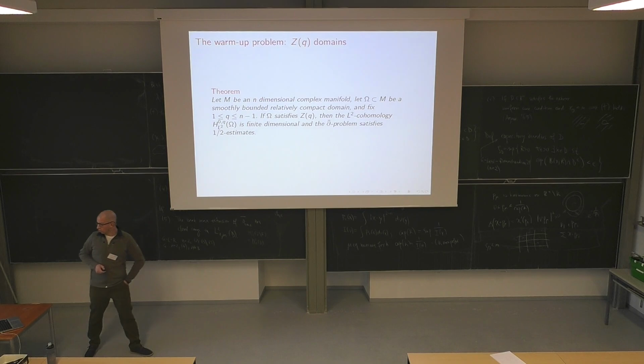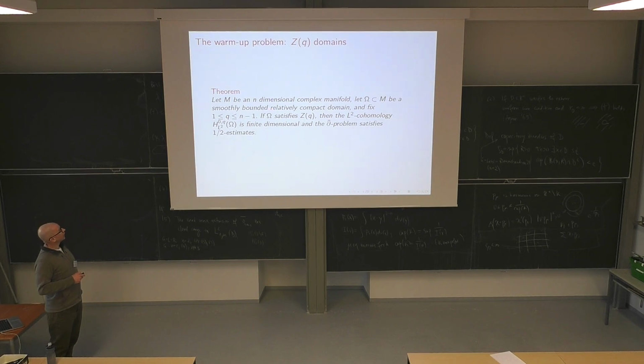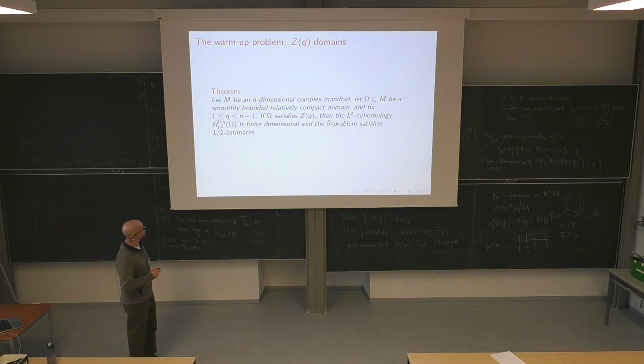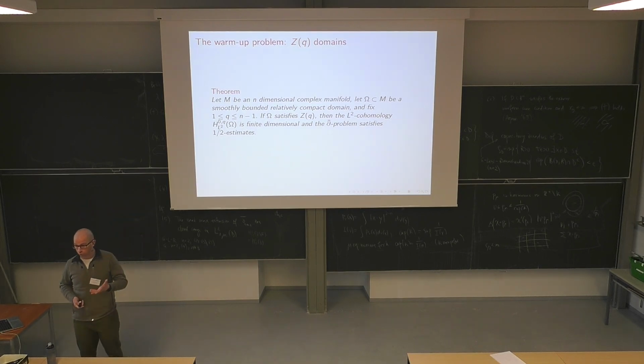And so what I want to talk about is: if omega is a smoothly bounded, relatively compact domain in M, and Q is fixed between 1 and n minus 1, if omega satisfies Z_Q, then the L2 cohomology is finite dimensional and the D-bar problem satisfies 1/2 estimates. This, of course, is a classical theorem, and I want to talk about how our approach works for this theorem.